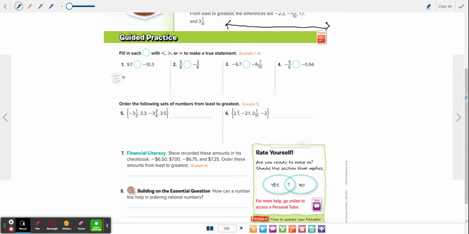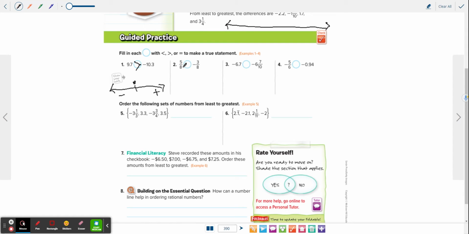Okay. So with this guided practice on page 390, it says fill in the bubble with less than, greater than, or equal to make a true statement. So we have 9.7 and negative 10.3. And if you think of a number line, you have your negative numbers here, you have 0 here, and you have your positive numbers here, right? So since this is a positive number and that's a negative number, everything to the right is bigger than everything to the left. So 9.7 is greater than negative 10.3.